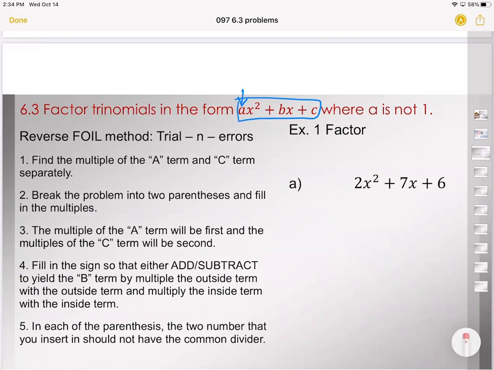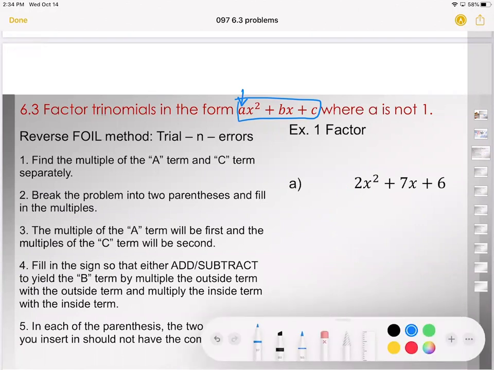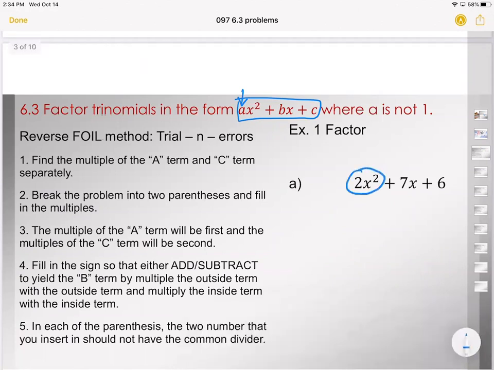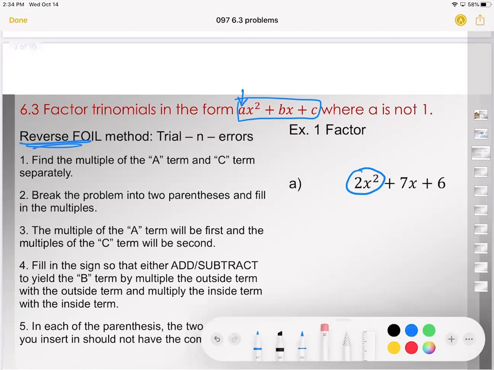Everybody see that this is our new problem, our new material or objective. What happens if we are stuck with this 2? What happens if we are forced to use that? So here comes trial and error. Trial and error is just like the name. It's basically the reverse FOIL. You try it out, and if you have an error, you try again. So let's take a look at how you would attack this problem.